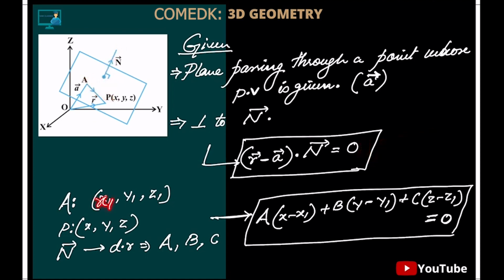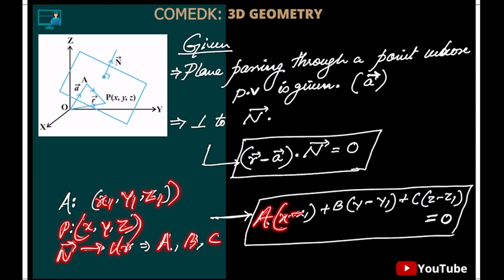Now, the point a we have taken as x1, y1, z1, and the point P we have taken as x, y, z. So n vector will be what? The direction ratios, A, B, and C. So do the dot product: A into (x minus x1) plus B into (y minus y1) plus C into (z minus z1) is equal to 0.